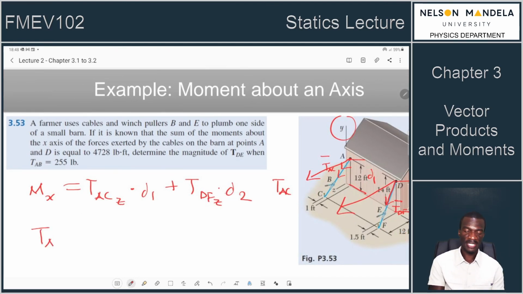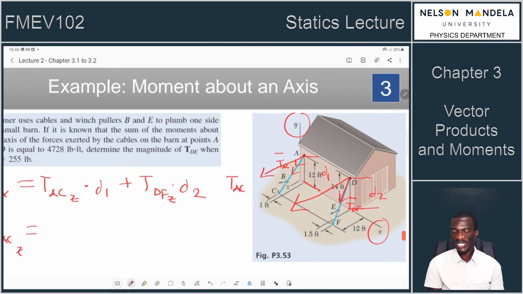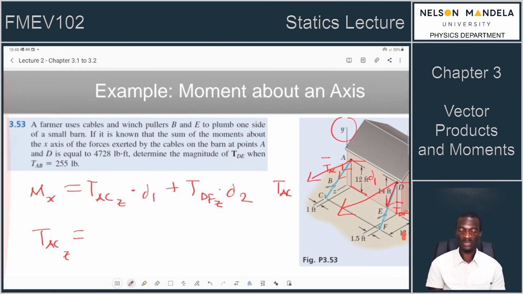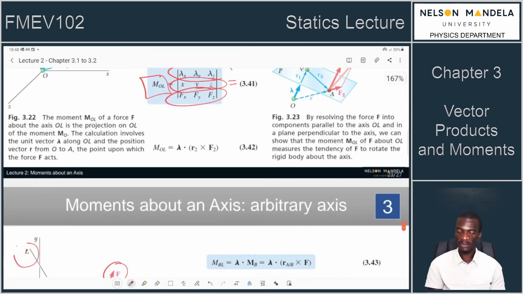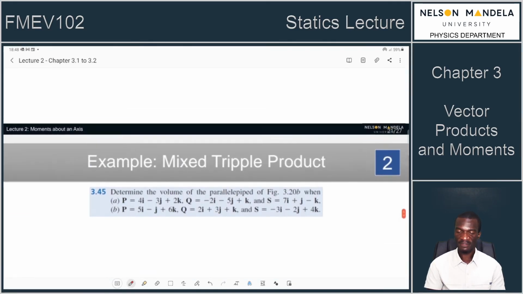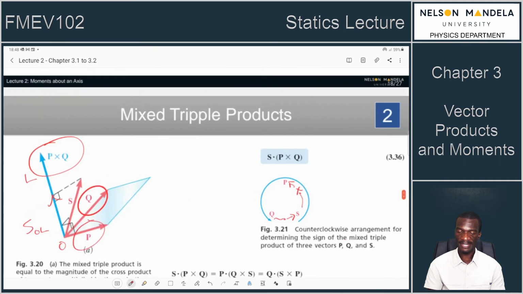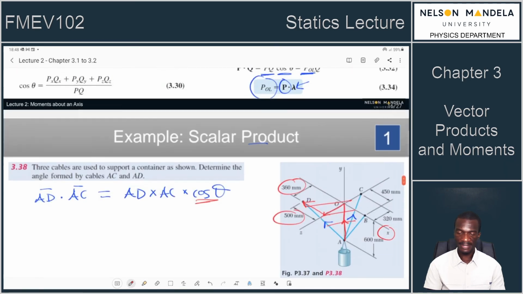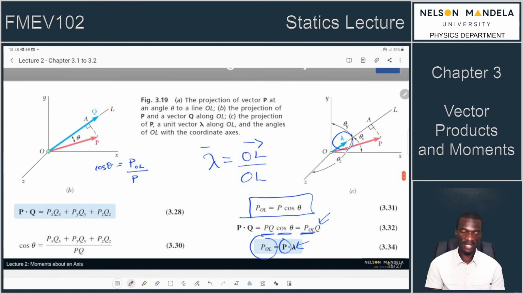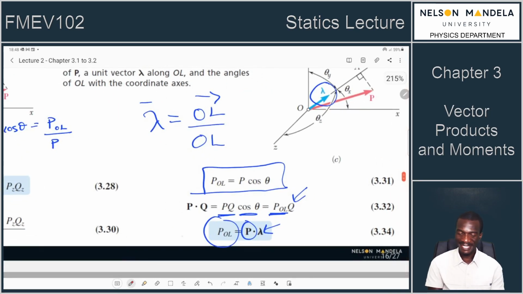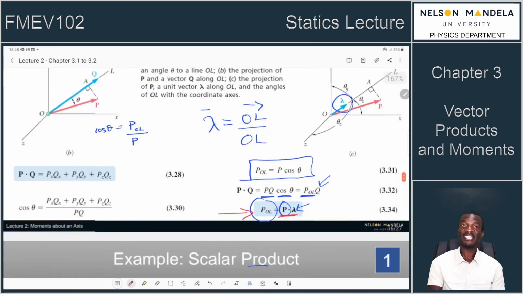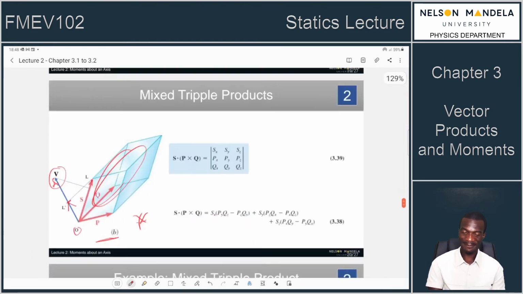So how do you get your TAC in the Z? We need to find the projection of this force TAC onto the Z-axis. How do we do that? You still remember your definition of the projection of a force onto an axis. If we want to project any force onto any axis, we just use the dot product, the force dotted with the directional vector of that axis.